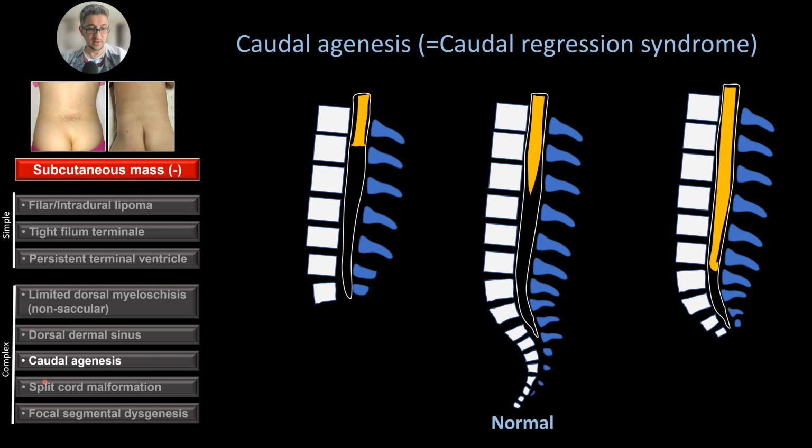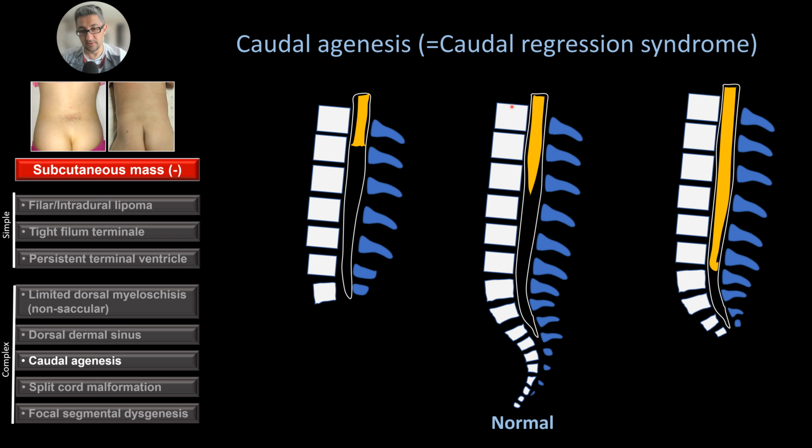Next anomaly is caudal agenesis. This is a closed spinal dysraphism without a subcutaneous mass. There may be a skin lesion or not, and this is considered to be a complex anomaly among these anomalies. The term caudal agenesis is a radiologic term that we describe what we see, but if there are signs and symptoms, you can use the term caudal regression syndrome clinically.